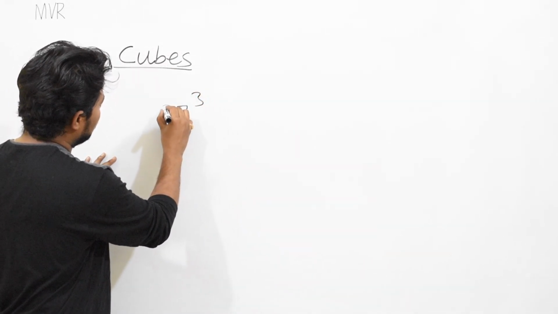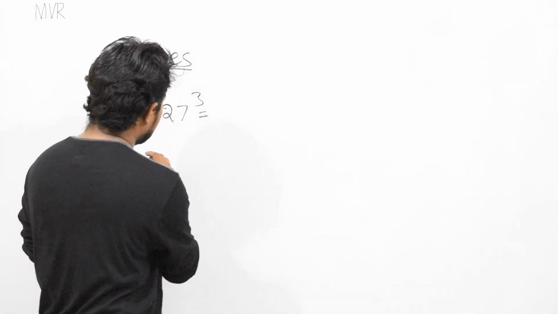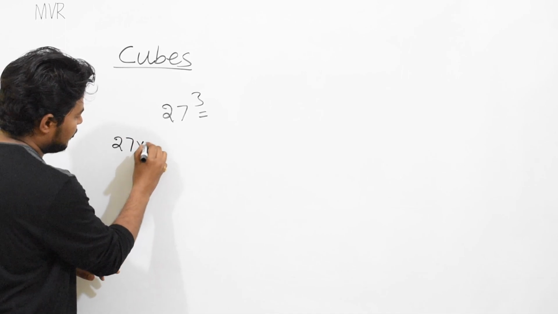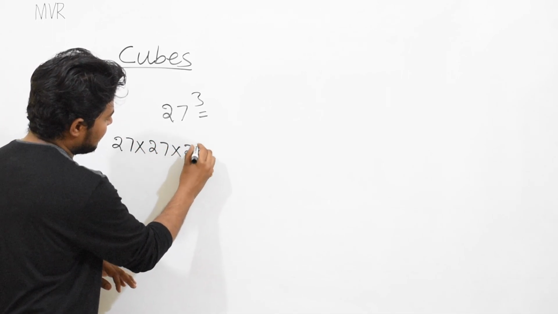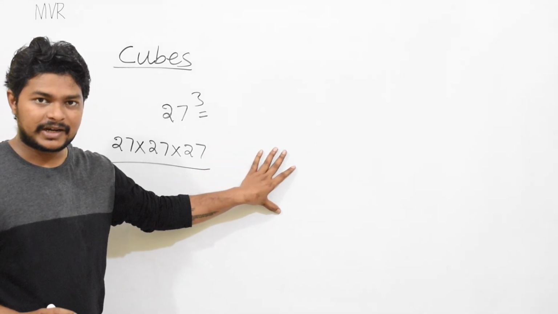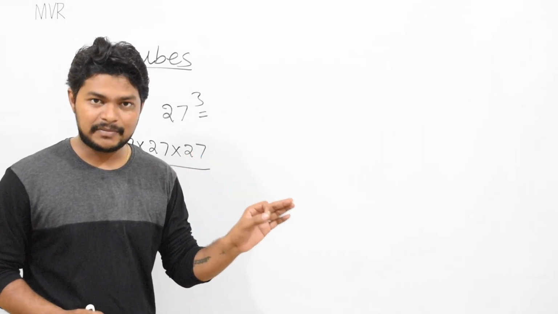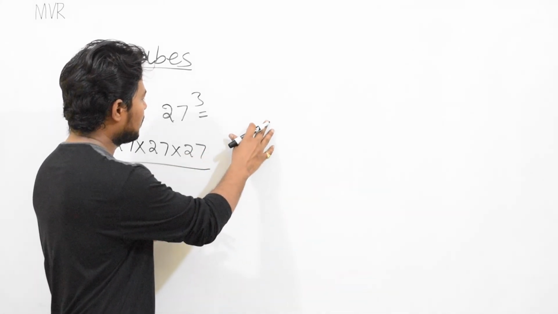27 cube. Normally for 27 cube we need to write 27 into 27 into 27. It will take more time, but by using this Vedic mathematics, by using the methods available, we can solve it within less time accurately. Now as usual, how to write?